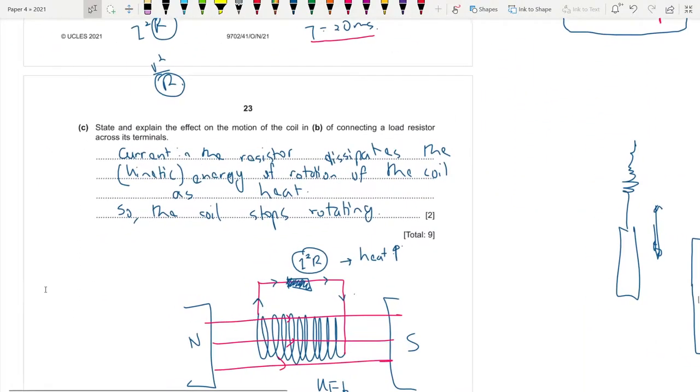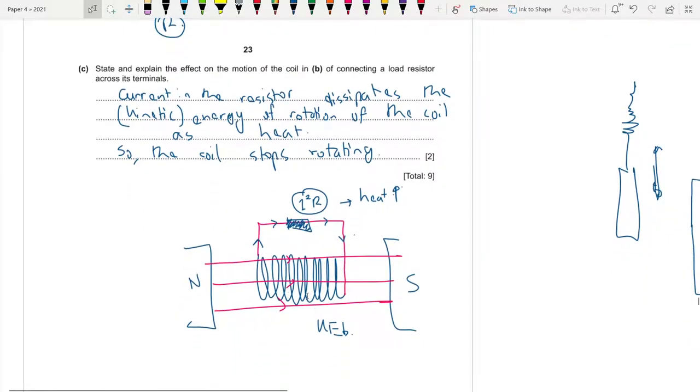State and explain the effect on the motion of the coil of connecting a load resistor across its terminals. So basically we had a coil that was rotating in the magnetic field lines. Now if we connect a resistor, what will happen? Resistance in the circuit will increase, right? So current will flow through the resistor and it will cause a heating effect.